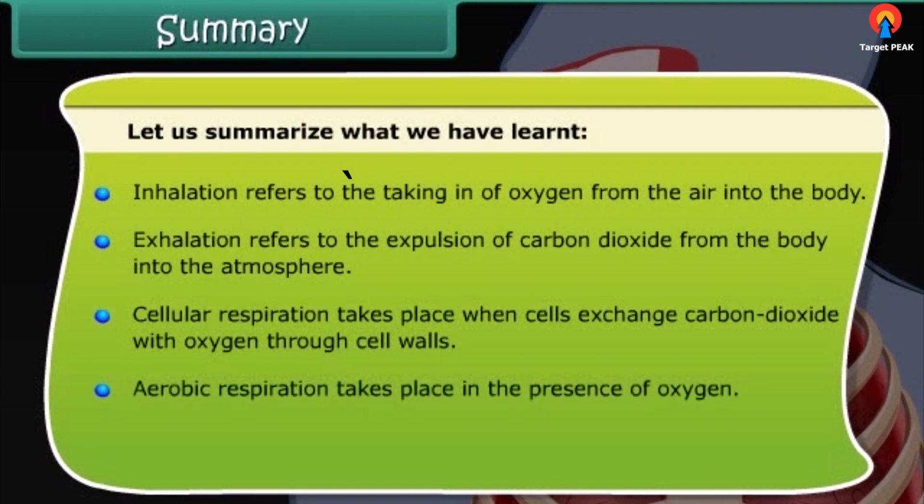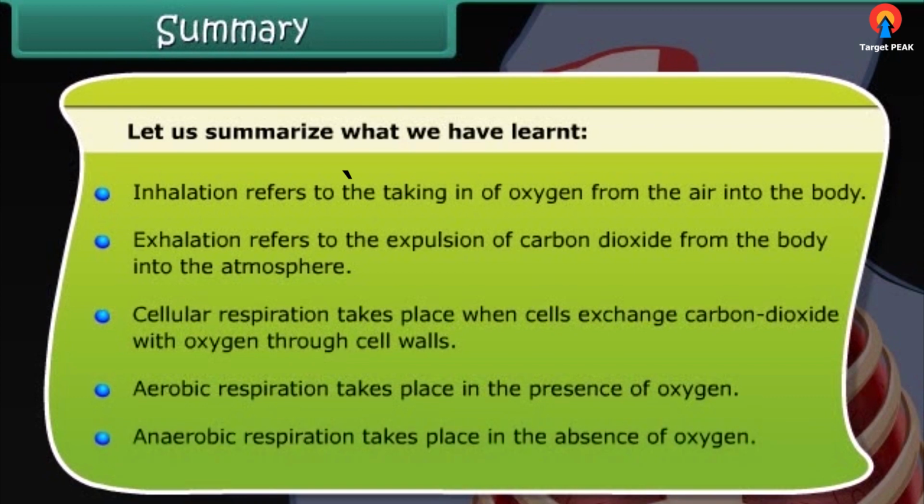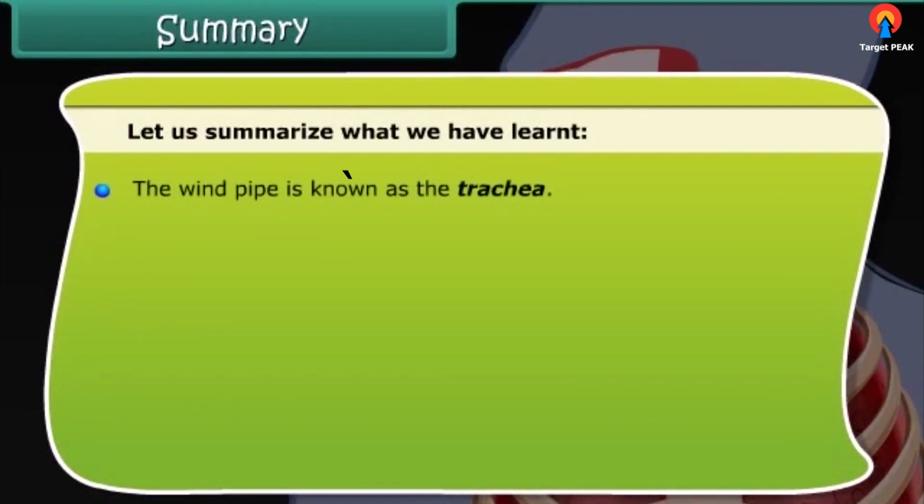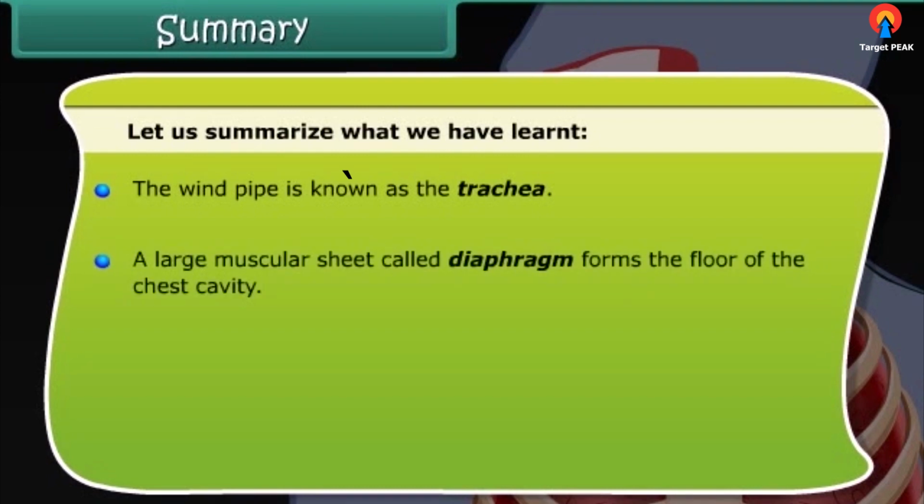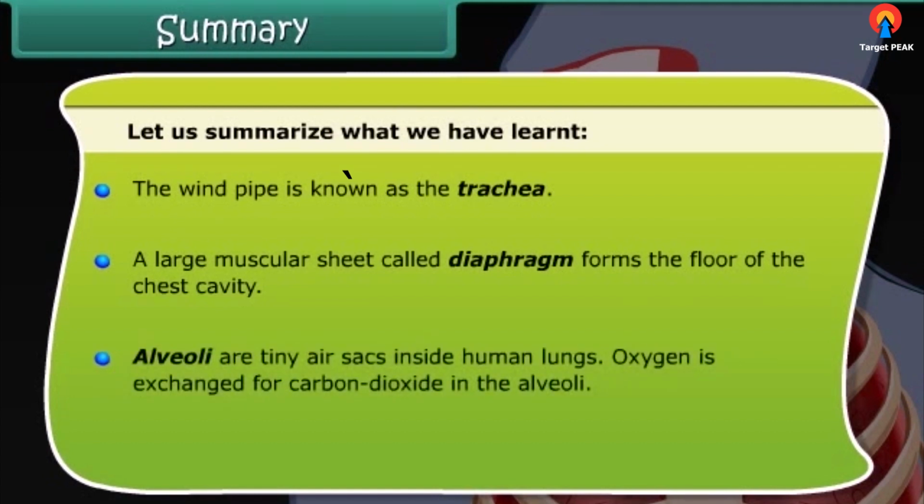Aerobic respiration takes place in the presence of oxygen. Anaerobic respiration takes place in the absence of oxygen. The windpipe is known as the trachea. A large muscular sheet called the diaphragm forms the floor of the chest cavity. Alveoli are tiny air sacs inside human lungs. Oxygen is exchanged for carbon dioxide in the alveoli.